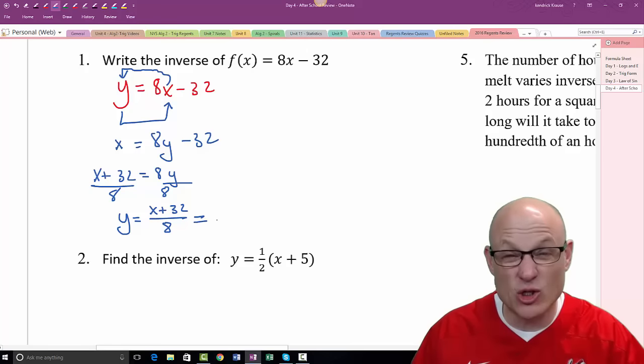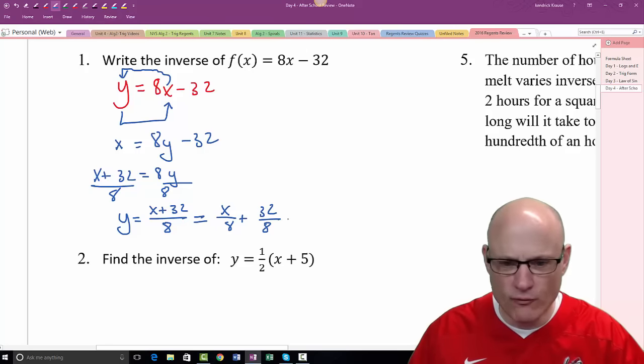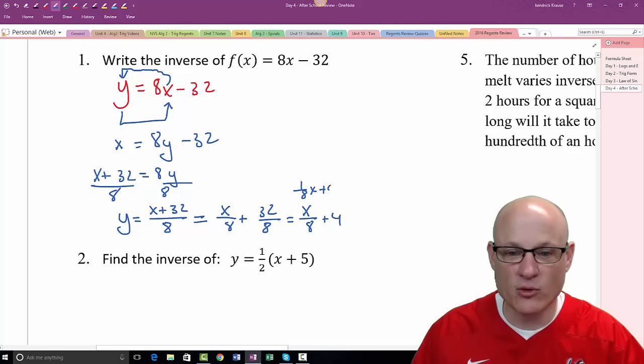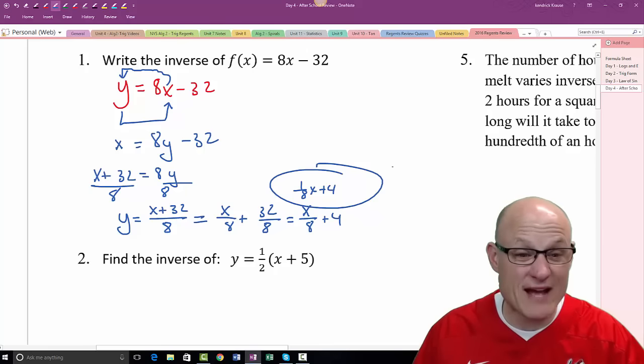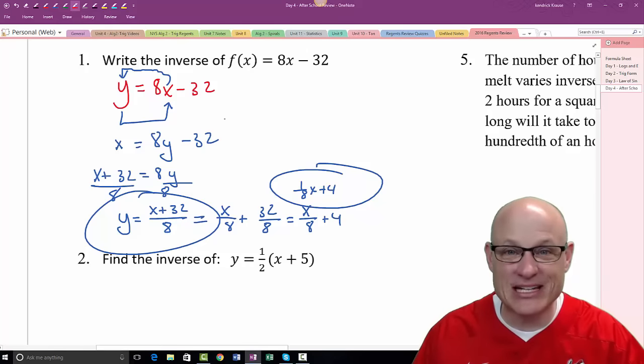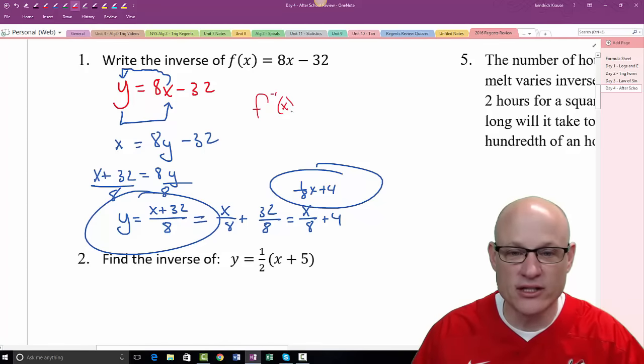Now, if you don't like that, you could rewrite it as x over 8 plus 32 over 8. And then there's somebody going, but Mr. Graves, you can simplify. You can write it as x over 8 plus 4. Or you can write it as 1/8 x plus 4. Now, this is probably the best form for graphing, but this is good enough. But the final answer has to be given in inverse notation. In inverse notation. And so what you have to do is come back up here and say f of negative 1 of x equals, and then pick and choose your x plus 32 over 8.